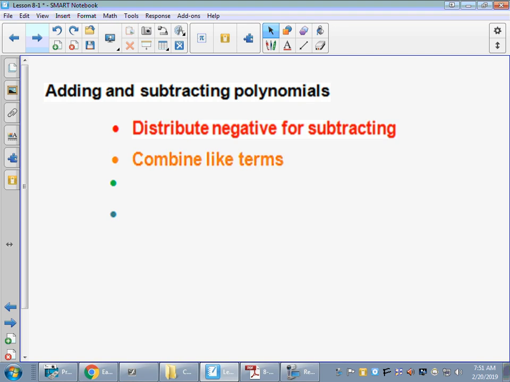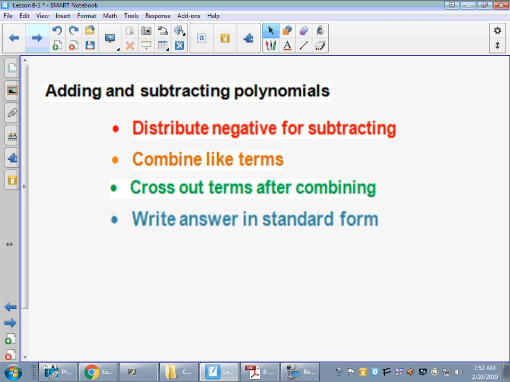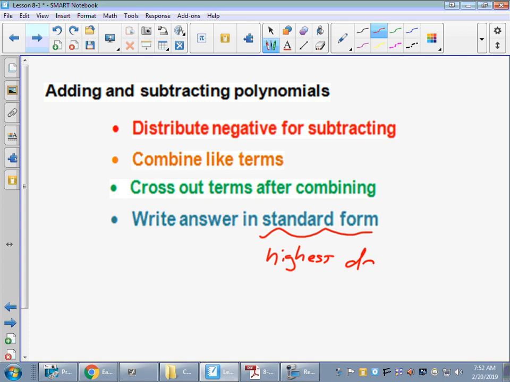Combine like terms. Anything that has the same variable with the same degree or same exponent, you can combine by adding or subtracting. Cross out those terms after combining. It's just something I do to make sure, hey, I've already taken care of those terms. Then you know that you're done with that. Okay, and then finally, we want our answer in standard form. And remember, standard form is we've got the highest degree goes first, and we go in descending order. Okay? So let's do a couple examples of that.